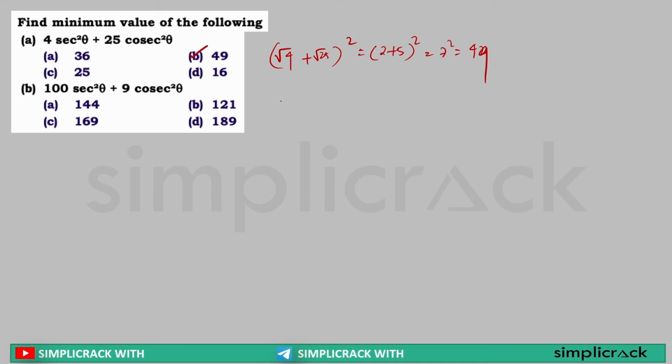Answer option B. In this case, square root of 100 plus square root of 9 whole square, that is 10 plus 3 whole square, sorry, my bad, that is 3. This is 13 square, which is equal to 169. That is option C. Clear? Sorted? Yes or no? Yes.